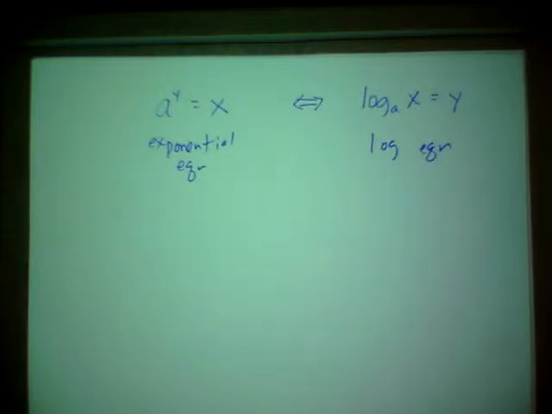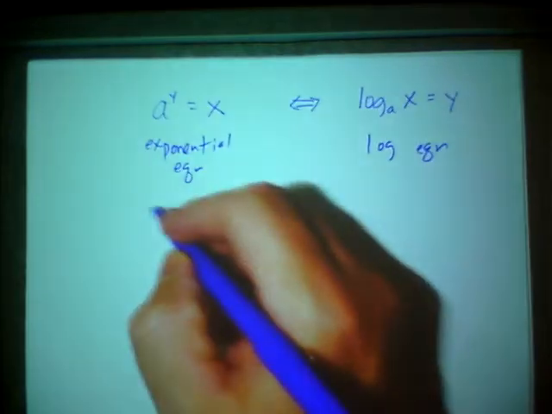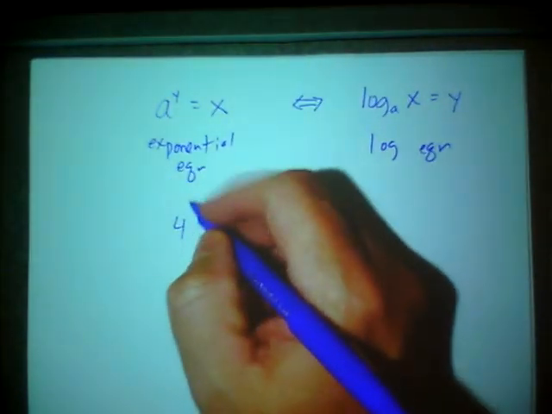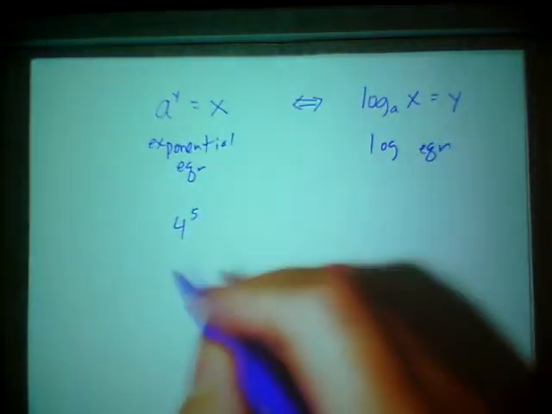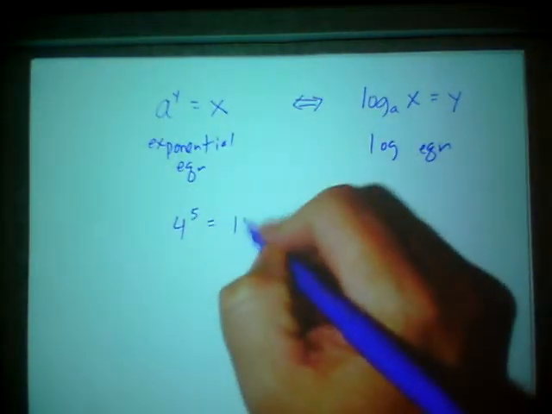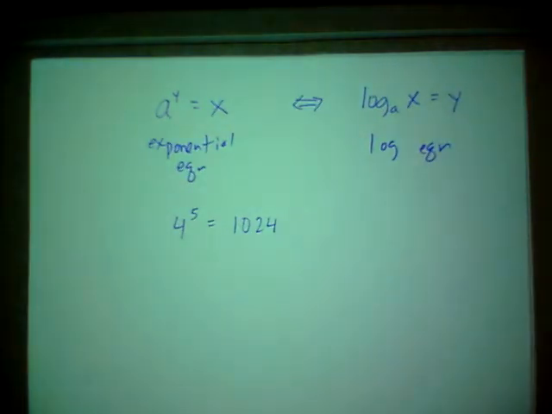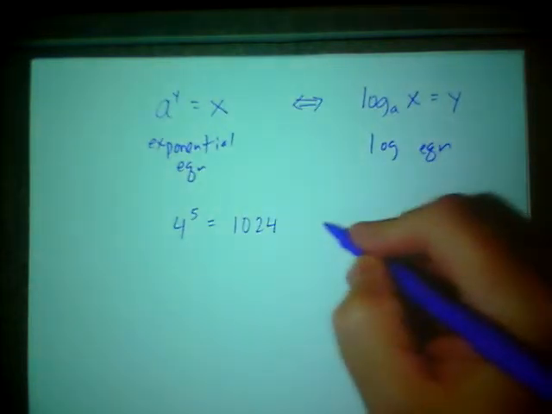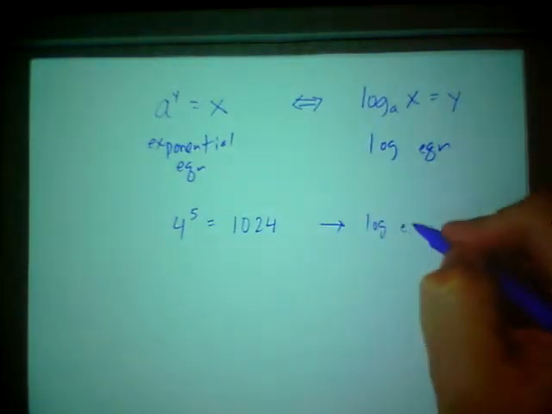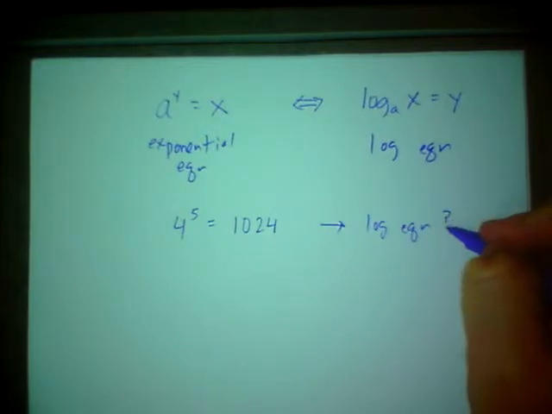So one of the first things that we do in terms of understanding this is to learn to convert back and forth between exponents and logs. So for instance, in your homework you have problems like this. They give you an exponent, 4 to the 5th equals 1024, and they want you to convert it into the log equation.